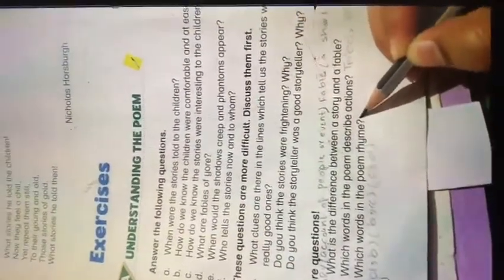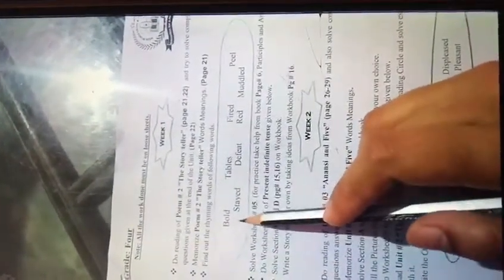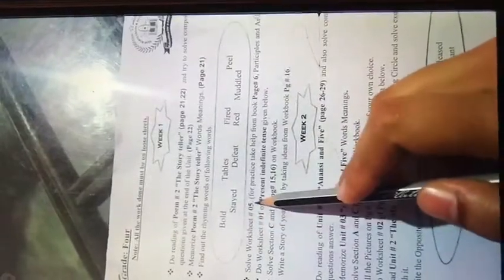Okay, and this is also included. This is also a comprehension type one. Next, we can see what your task is on your summer tasks. You have to find out the rhyming words that are given on your sheet. Then you have to solve worksheet number 5. Before solving this, or while you are solving, you can take help from your book, page number 6, which is about participles and articles. You can see it. Page number 6, participles and articles.